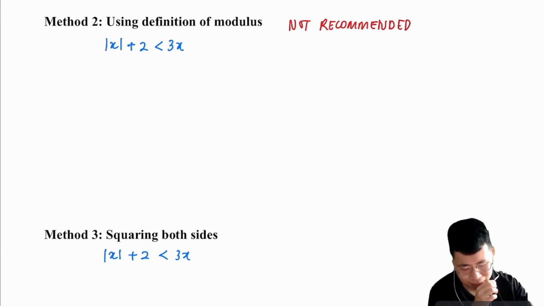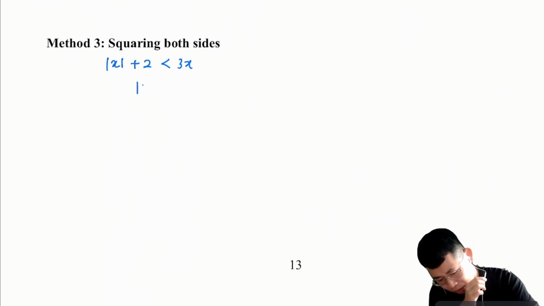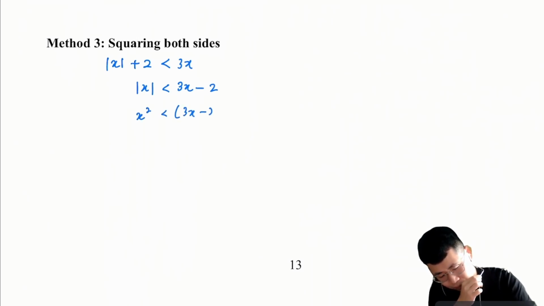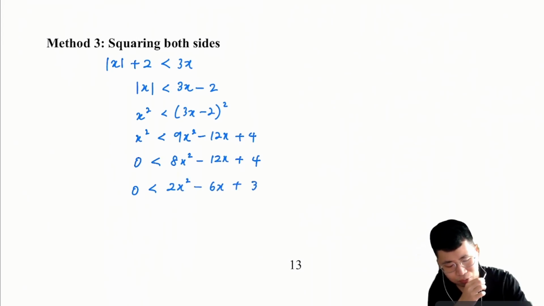Now for method 3, can we square both sides? Yes, we can square both sides, but before we square both sides, we need to rearrange such that all the modulus will be just on one side. So let's square both sides now. Over here we have this. Tidying up, we'll get something like this. And then I think we can simplify the whole thing by dividing by 4 to really help us to see. So let's try to solve.